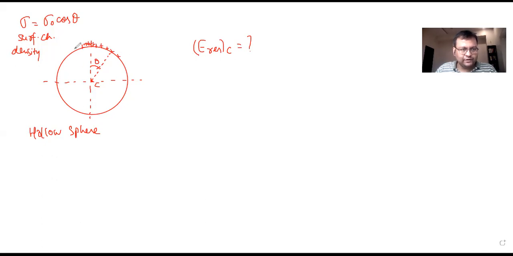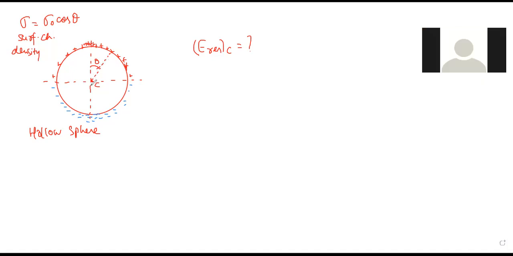Here theta is negative, so maybe cos theta would be positive. If you are able to visualize, on the lower half of the sphere you'll have negative charges, and then the negative charges will gradually increase in density and so on. This is the charge configuration, right? Electric field at the center. What will be the direction? That is guessable. The direction of the electric field should be downwards. Please calculate the value.